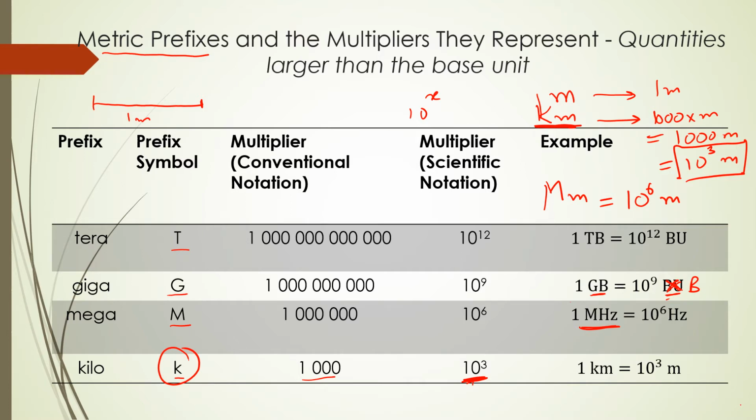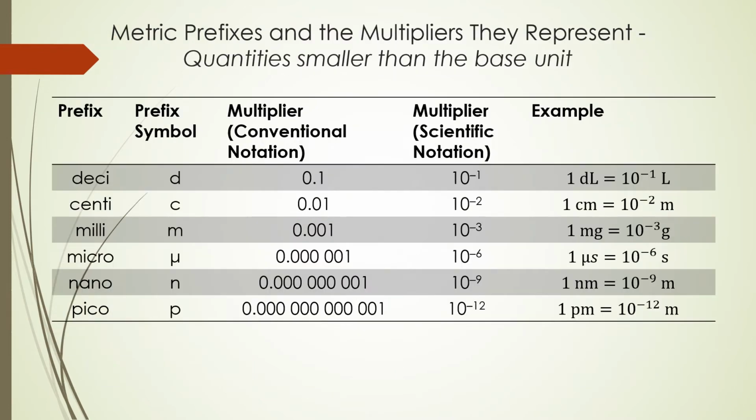Okay. Now in this table, we have multipliers for larger values. We also have metric prefixes, multipliers, which are used to express smaller quantities. Those are shown in the next slide. The prefixes given in this table decrease the size of the numerical value because the multipliers are less than one. As you can see, all these multipliers are less than one. So when these small numbers are multiplied with the base unit, they will decrease the value.